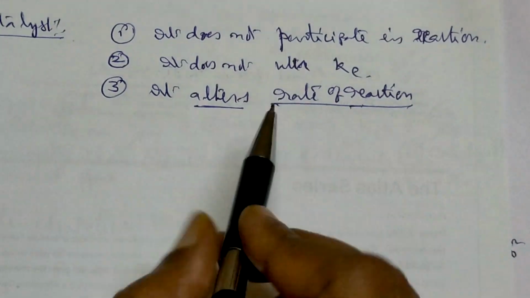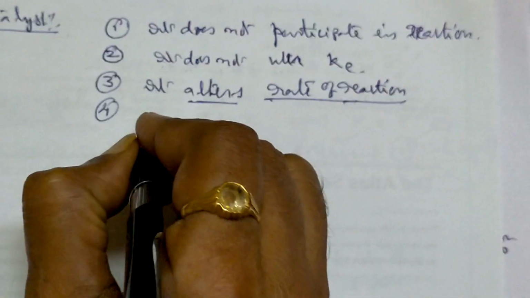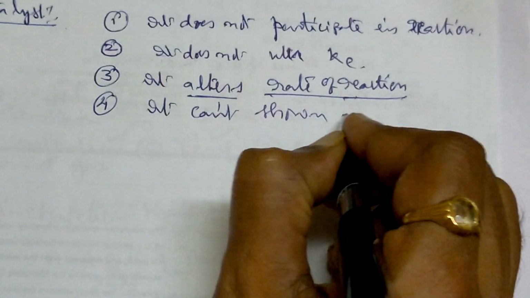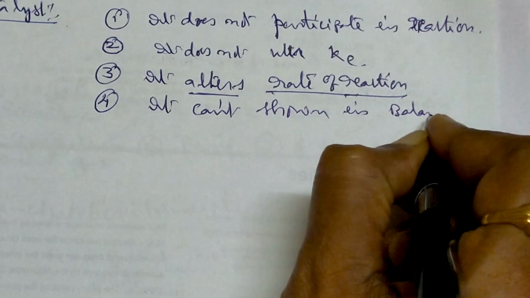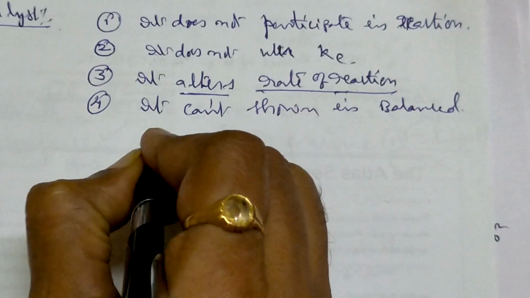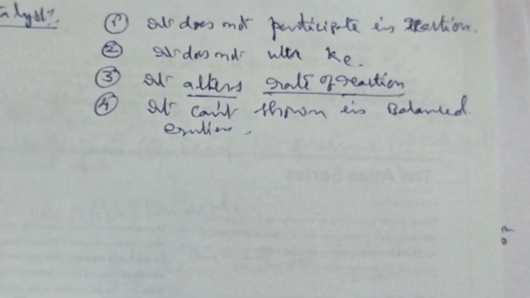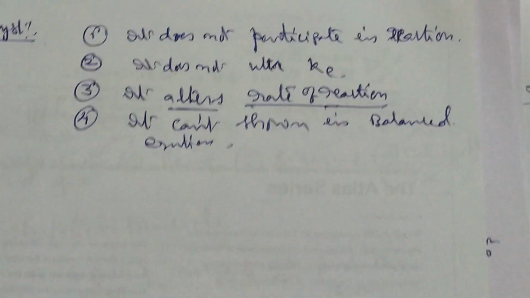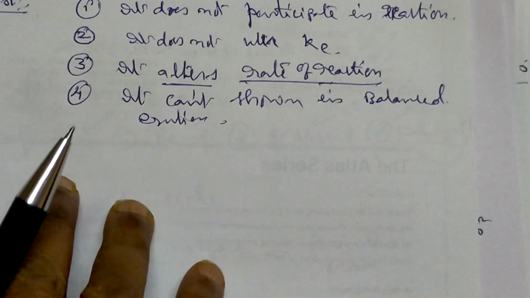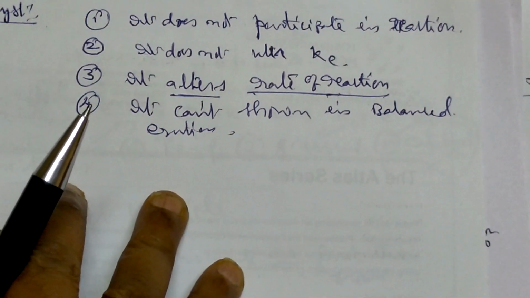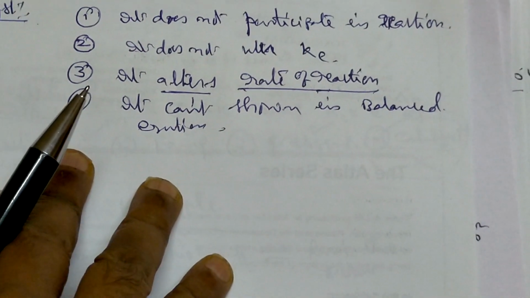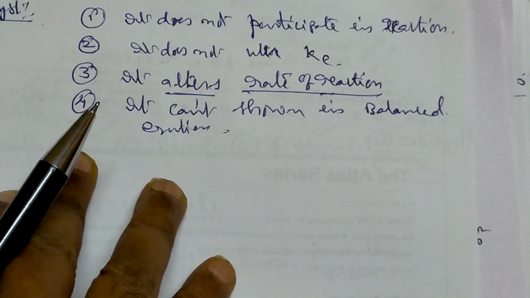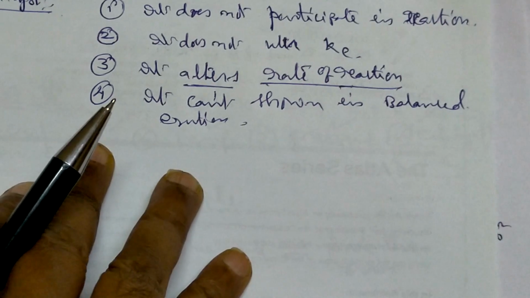Fourth, last important, it cannot be shown in the balanced equation. It should not be shown in the balanced equation. Then what is it doing actually? It is lowering the potential energy, that means the path. It takes the low energy path for reaching the products. It lowers the pathway for the conversion of the reactants into the products.